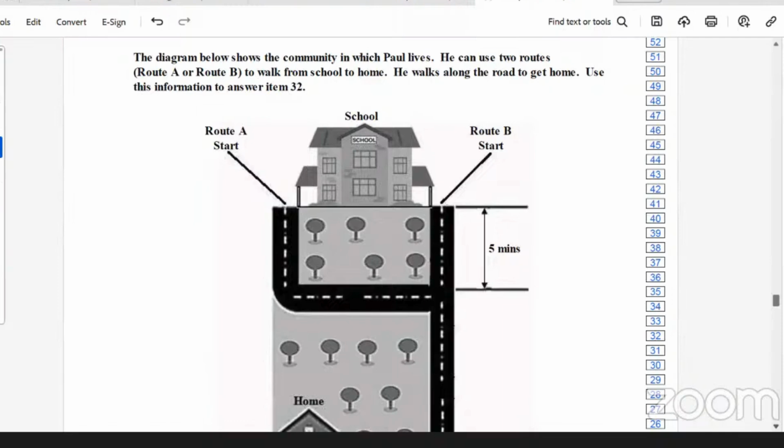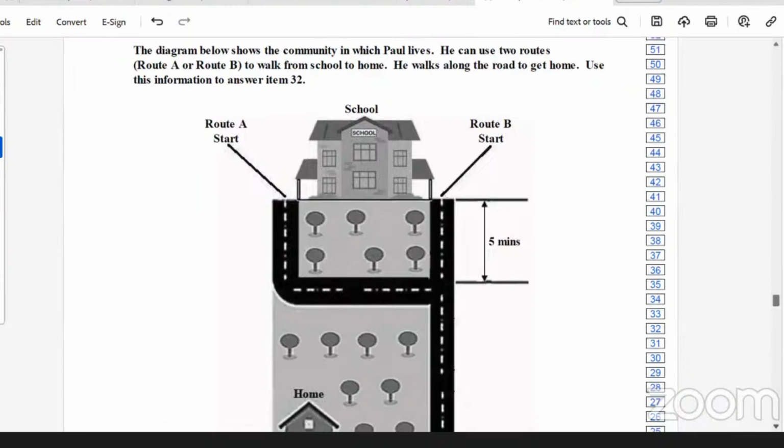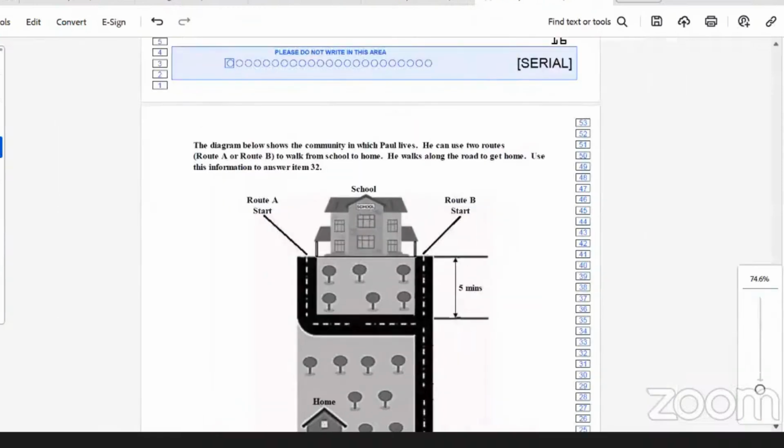All right, so he can use 2 routes, route A or route B, to walk from school to home. He walks along the road to get home. Use this information to answer item 32. All right, let me see if I can make it so we can see all the information on the page at the same time.